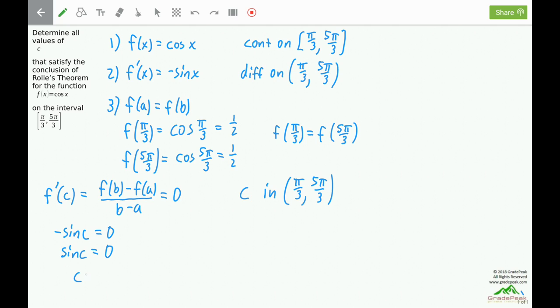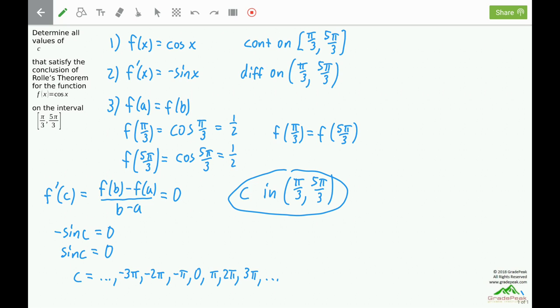For sine of c to be 0, c can be a whole bunch of things, including any integer multiple of pi, like negative 3 pi and negative 2 pi and negative pi and 0 and pi and 2 pi and 3 pi and so on. It can be any of those values. But we want to keep only those that are in this interval of pi over 3 to 5 pi over 3.